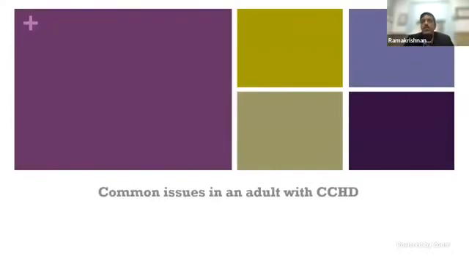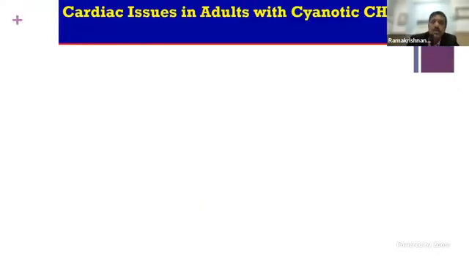So I think I will briefly touch upon the common issues that you must be aware of in an adult patient coming with cyanotic congenital heart disease before I end. So what are the common problems that happen in cyanotic congenital heart disease? Remember that cyanotic congenital heart disease in adulthood is a systemic disease. It almost involves all the organs of the body.